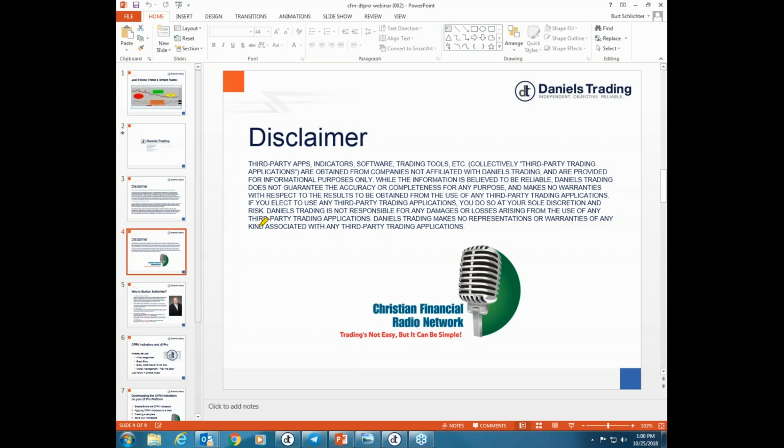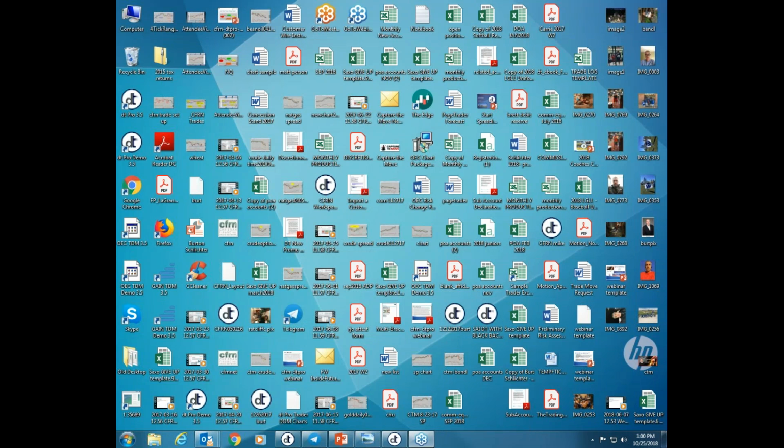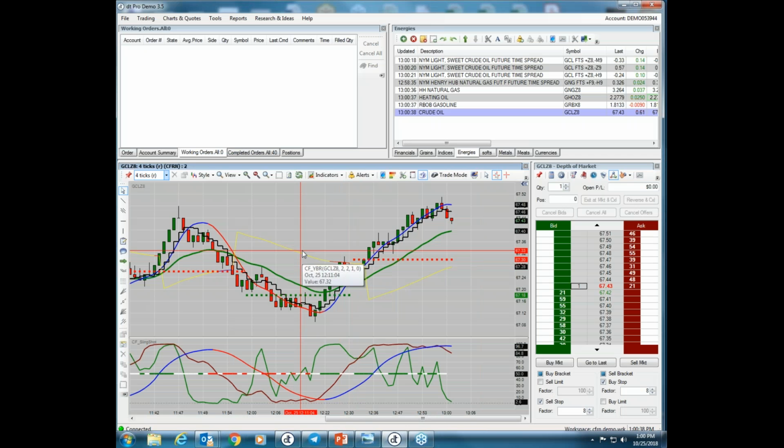My relationship with CFRN, the bottom line is this: their trading platform, their indicator set, is built inside my platform. The platform you're seeing is called DTPro. The squiggly lines that you see in front of you, all this stuff here, that's property of CFRN. So when it comes to downloading the platform and the indicators, and possibly the brokerage and the execution, those questions would come to me.